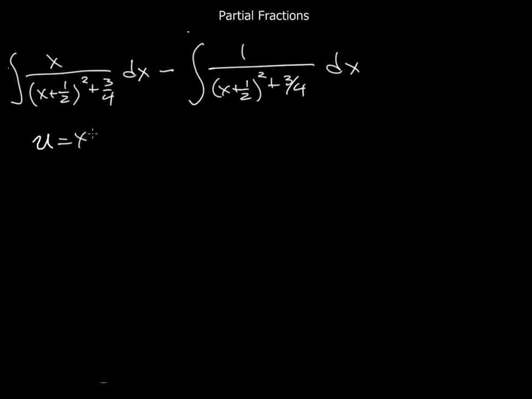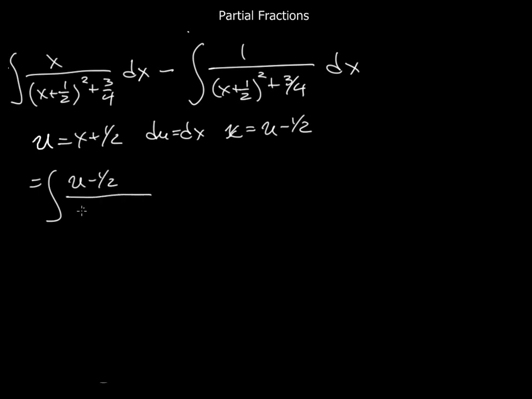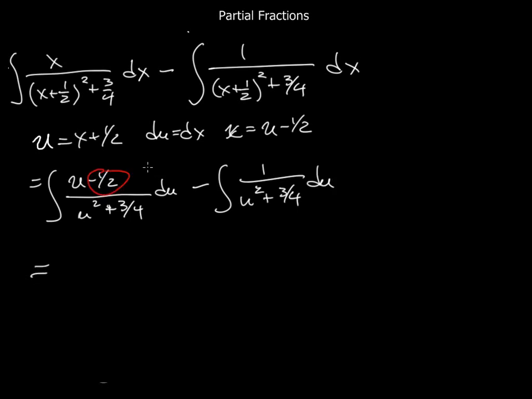So for the first term, you're going to let u be x plus a half. Actually, in both terms, so that du is equal to dx, and x is equal to u minus a half. So the first term becomes the integral of u minus a half over u squared plus 3/4, minus 1 over u squared plus 3/4, du. And let's bring this constant term over to the other side.